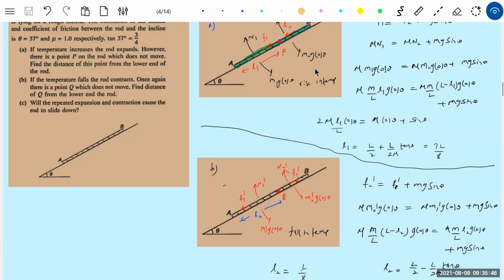The point Q. The point Q is nearer, no? This part will move up, this part will move down. The net you can see, the 7L by 8 is what is moving down. Simple geometry. The Q is here. The segment which has longer length has more displacement. It has the downward displacement. So therefore, it will move down. Will the repeated contraction cause the rod to slide down? The answer is yes.